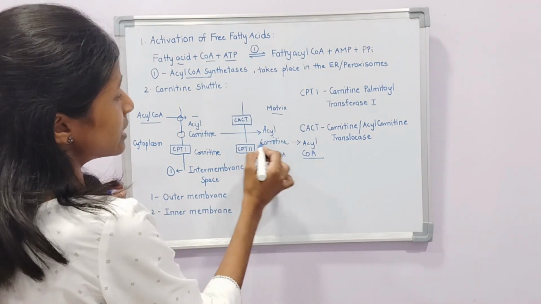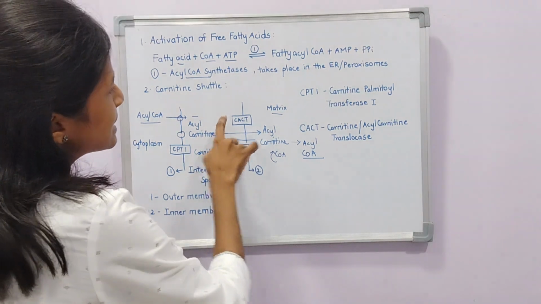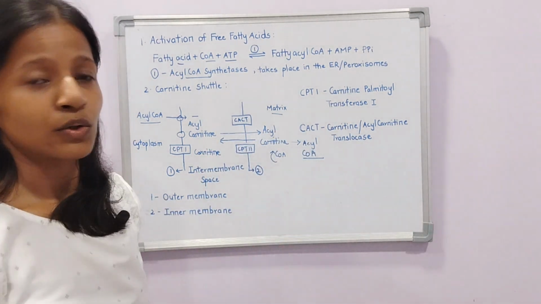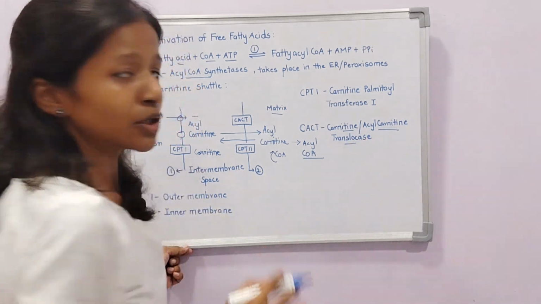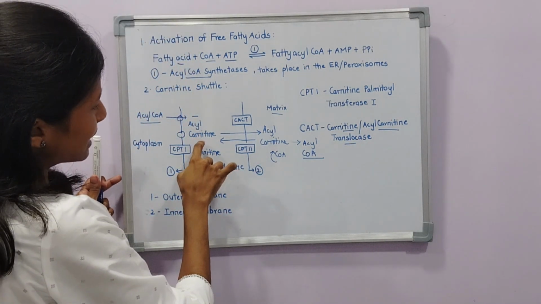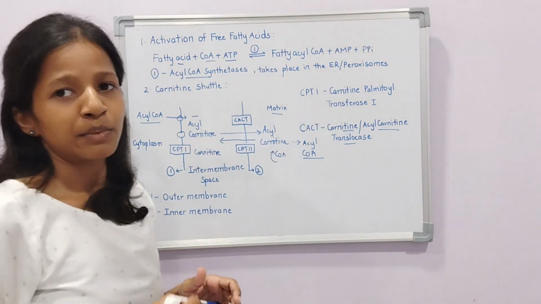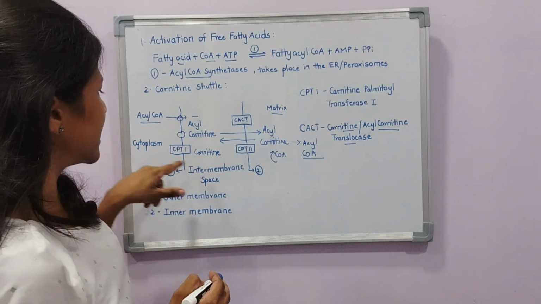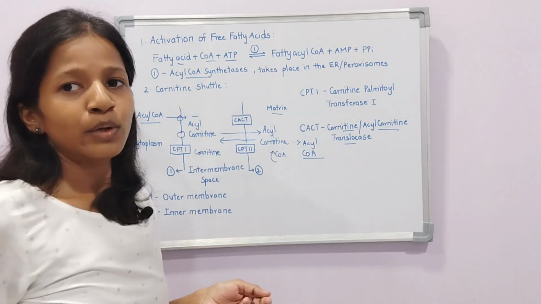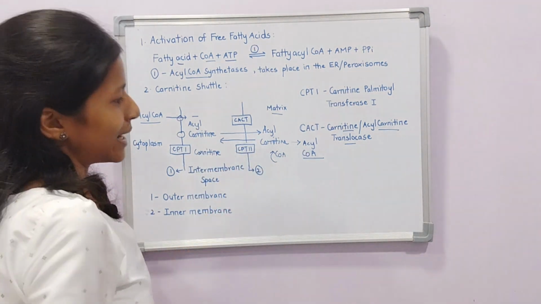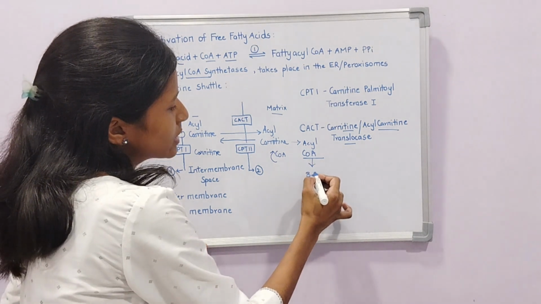So the carnitine is transported back into the intermembrane space by CACT, carnitine acyl-carnitine translocase. That's why it is named as both carnitine and acyl-carnitine translocase, because first it transports acyl-carnitine from here to here, then it also transports carnitine from the matrix to the intermembrane space. This carnitine can later on be used by CPT1 for any other acyl-CoA molecule that is about to enter. So now we have the acyl-CoA in the matrix, and the acyl-CoA starts undergoing beta oxidation proper.